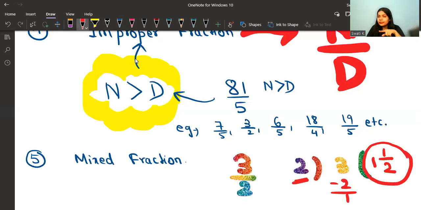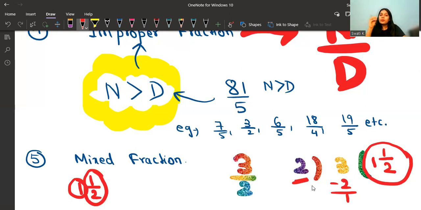Now, how is it a mix of a whole number and the fractional part? Because you can see 1 whole 1 by 2. This is representing the whole number, which is a 1 whole complete number, and this is representing a fractional number. So it is called a mixed fraction.